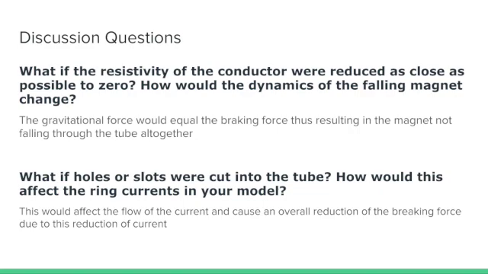And what if holes or slots were cut into the tube? How would this affect the ring currents in your model? This would affect the flow of the current and cause an overall reduction of the braking force due to the reduction of this current.